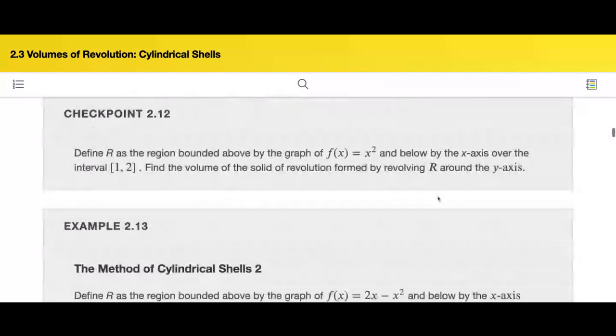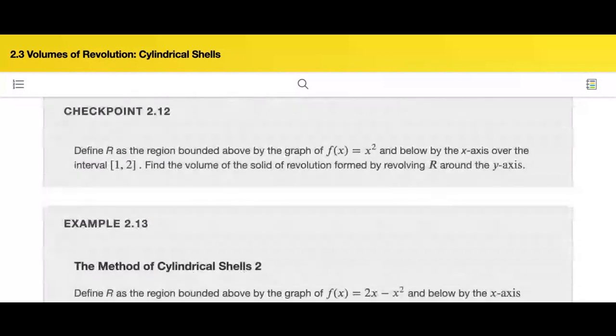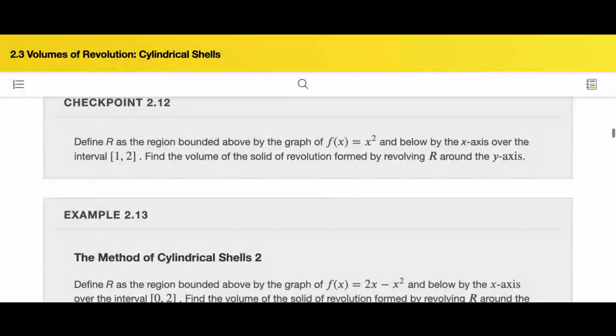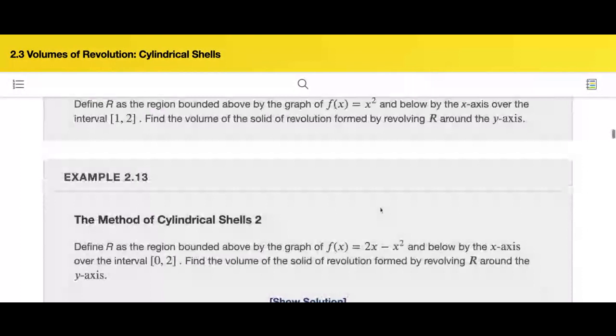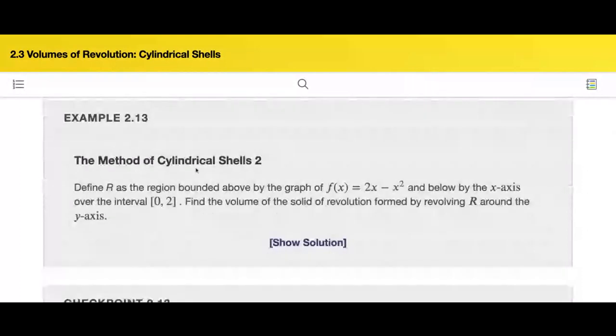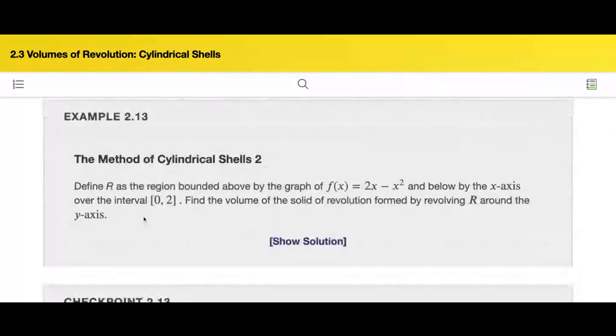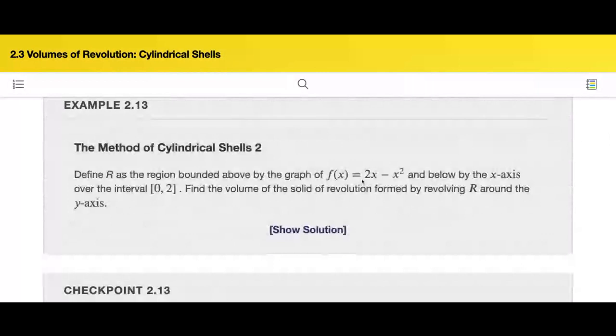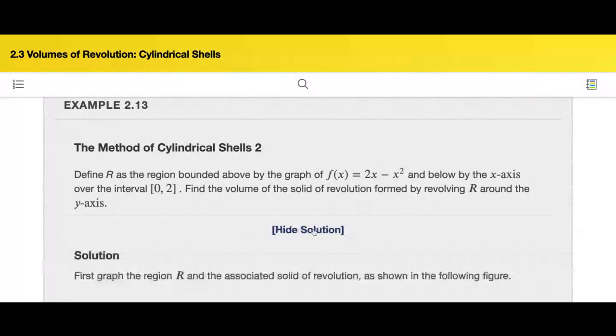We have a couple of minutes. Probably we don't have time for this one. Let's do this one, the method of cylindrical shells 2. Define R as the region below the graph of 2x minus x squared, a downward parabola, and above the x-axis over the interval 0 to 2. Find the volume of the solid revolved around the y-axis.